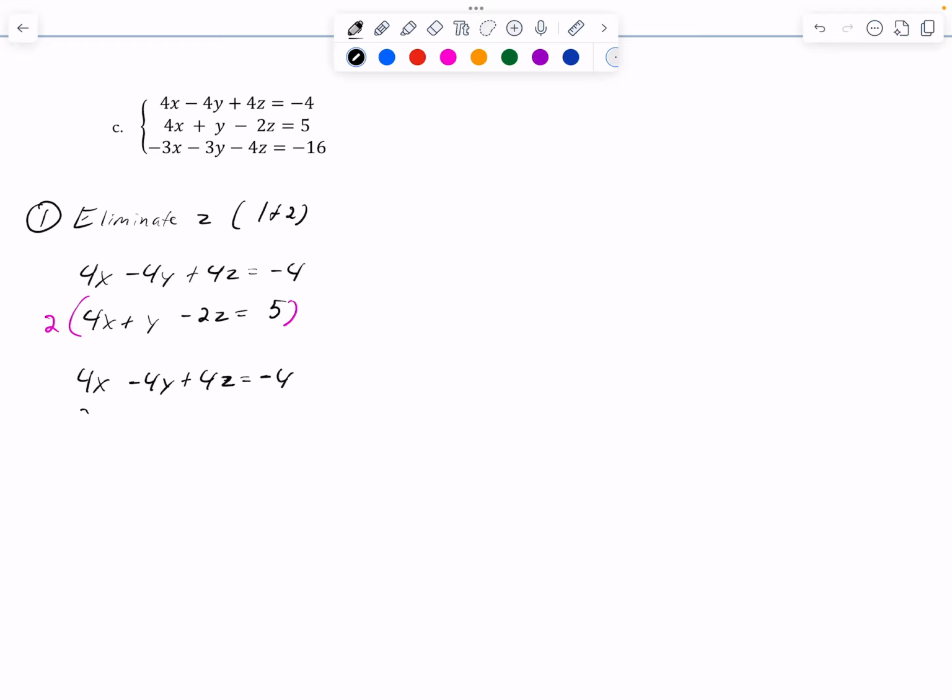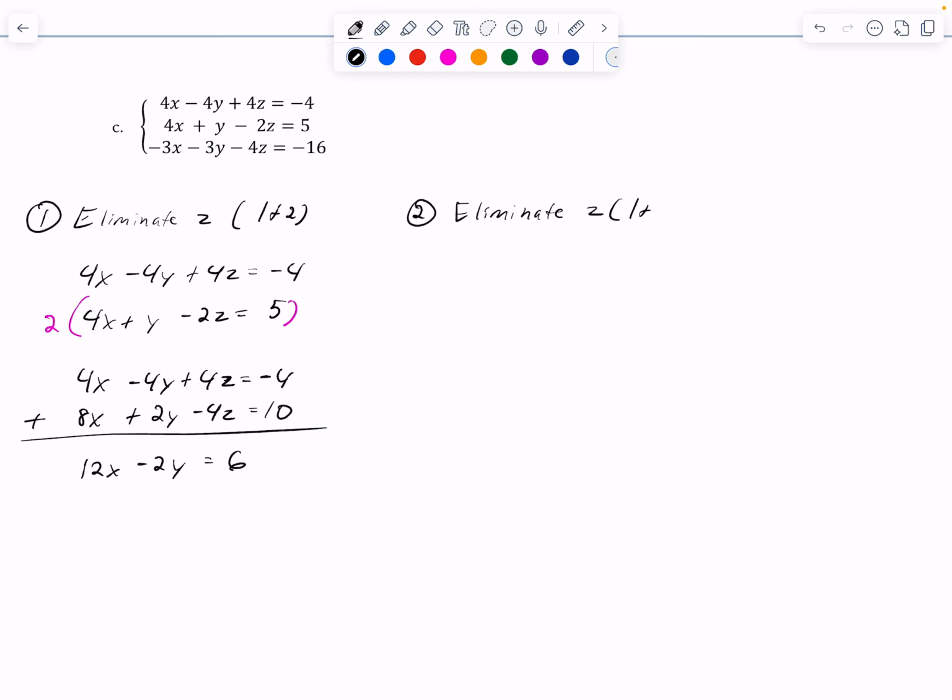All right, so that's 8x plus 2y minus 4z equals 10. Let's add. So I get 12x minus 2y equals 6. Let's do the same elimination. So eliminate z, but I'm going to eliminate 1 and 3. If you look at 1 and 3, those are opposites already for z.